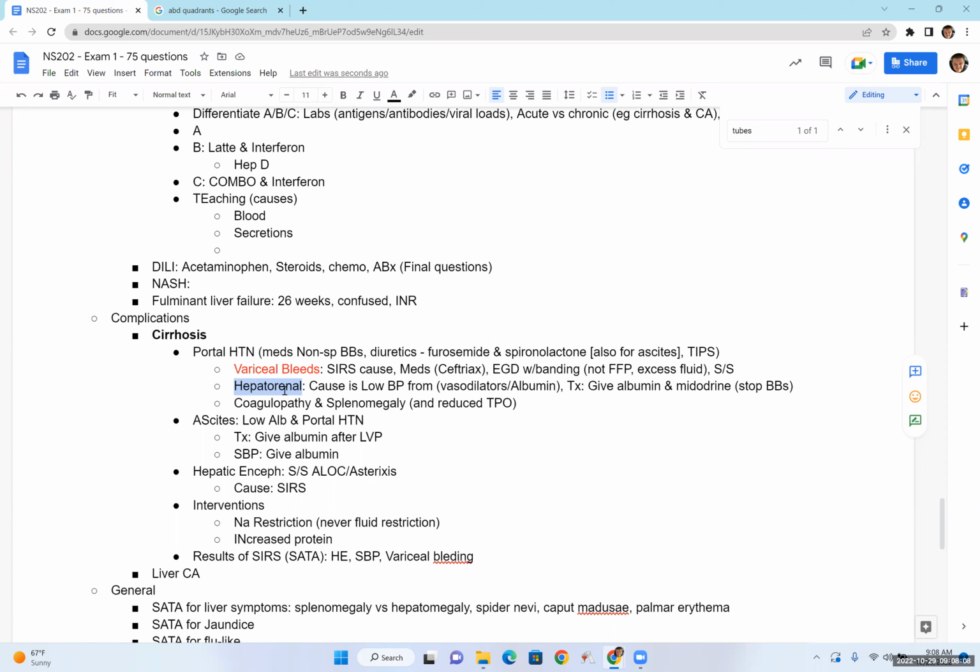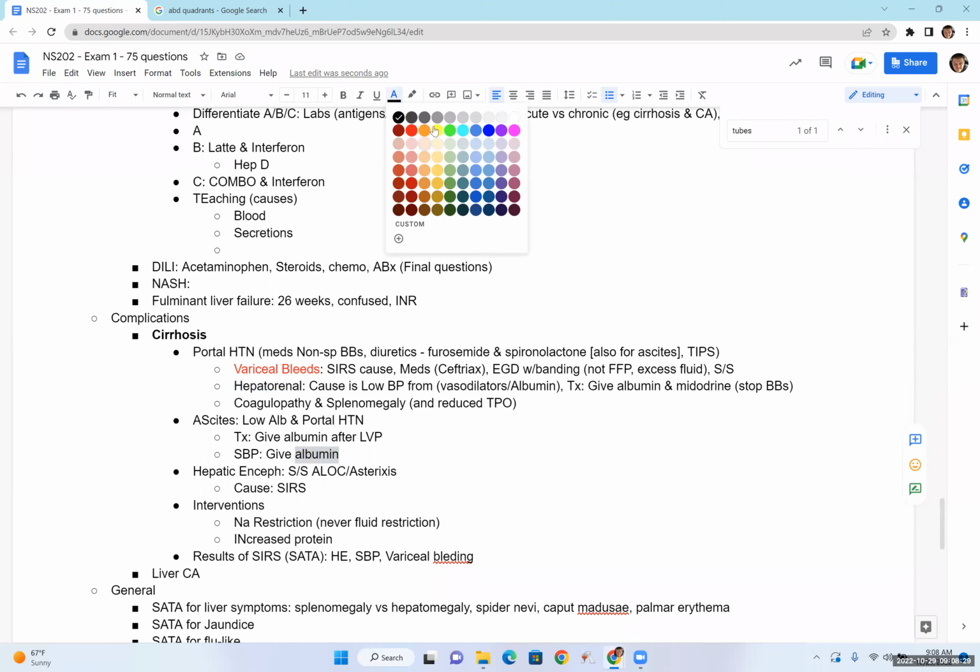Usually, what's causing that renal failure is not getting the blood flow it needs because of the vasodilators with pulmonary hypertension, but also the low albumin. You don't have a lot of albumin to hold on to the fluid. You got albumin for hepatorenal. What else gets albumin? SBP. SBP gets albumin, right? So let's put albumin in, right? And ascites gets albumin.